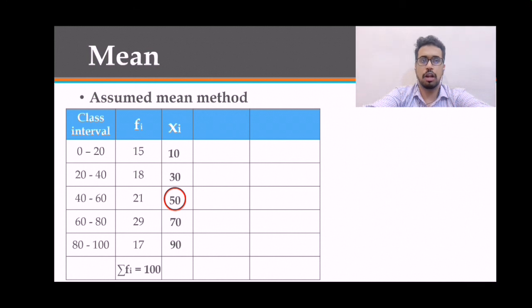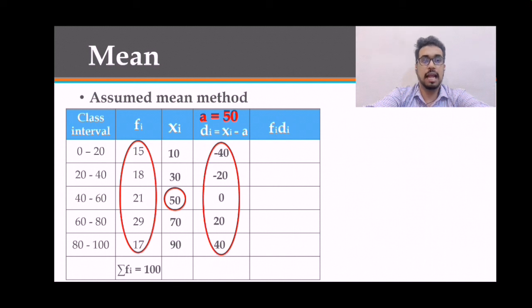Here it is 50. We are going to assume the value of a to be 50, which we call the assumed mean, and find out a deviation, that is, how far the assumed mean has deviated from the given set of values of xi, that is 10 minus 50, which is minus 40, 30 minus 50, it is minus 20 and so on. My next step is to find the product of f and d, that is the frequencies and the deviation, 15 into minus 40, 18 into minus 20 and so on, and total them up.